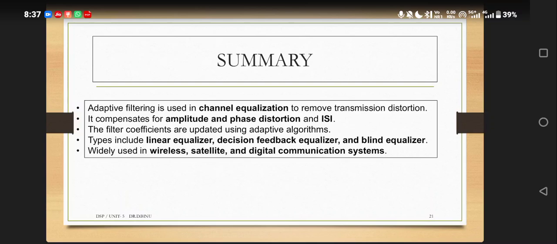Adaptive filters are used in channel equalization to remove transmission distortion. They compensate for amplitude and phase distortion and ISI. The filter coefficients are updated using adaptive algorithms, which include the linear equalizer, decision feedback equalizer, and blind equalizer, normally used in wireless, satellite, and digital communication systems.